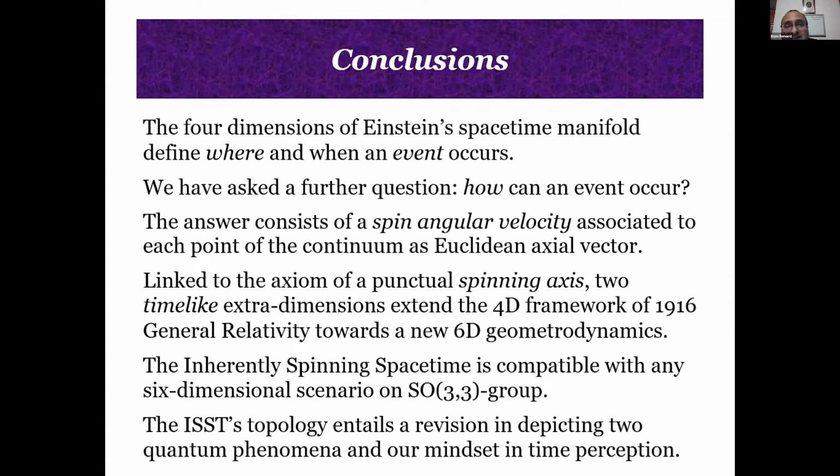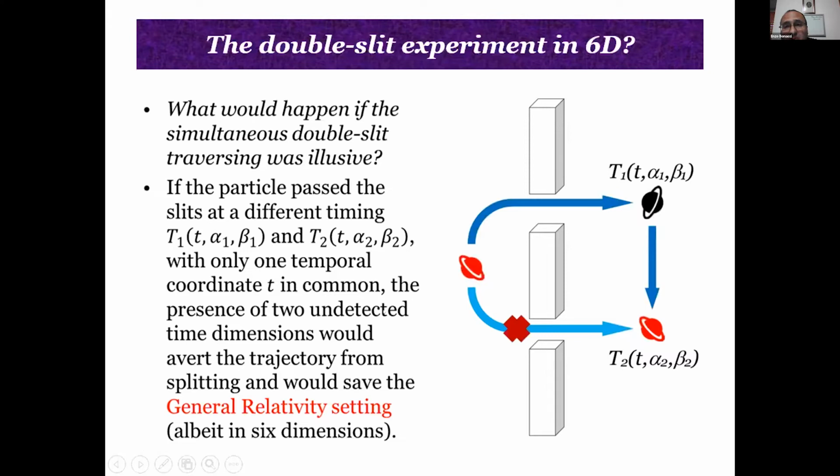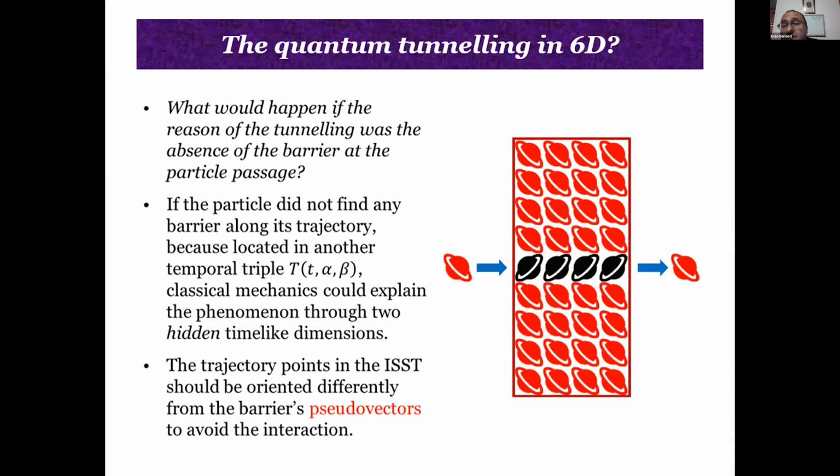The ISST's topology entails a revision in depicting 2 quantum phenomena and our mindset in time perception. What I mean is that there are three open questions. The double slit experiment in 6D: if we consider two extra time coordinates, two extra time dimensions, we could save the general relativity setting, albeit in 6 dimensions. The quantum tunneling also could find explanation.